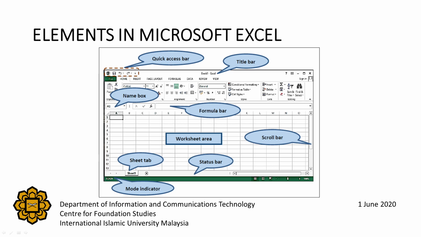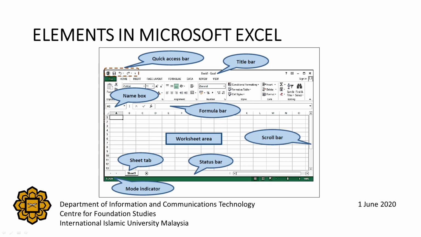And then we have the worksheet. It is organized in rows and columns. Data are entered into the cells. And then we have the scroll bar, which is used to navigate around a worksheet. It can be either a vertical or horizontal bar.